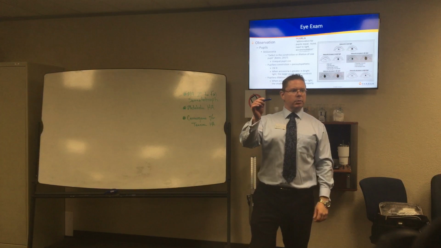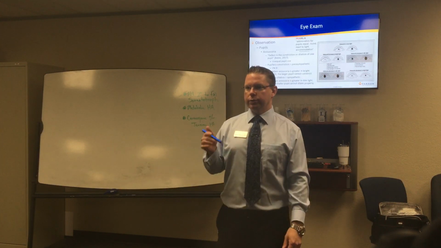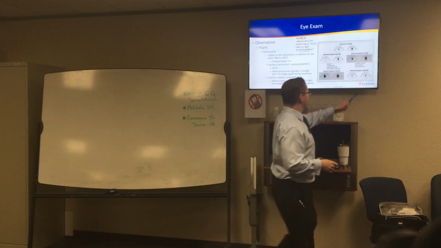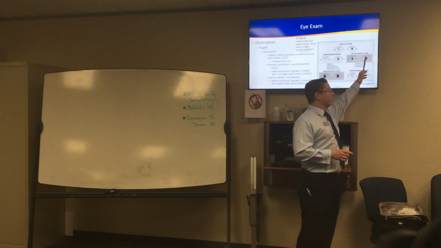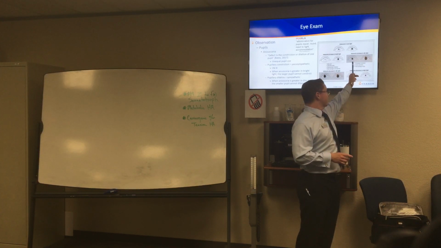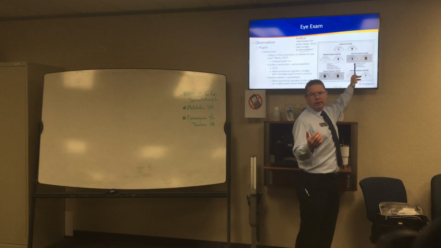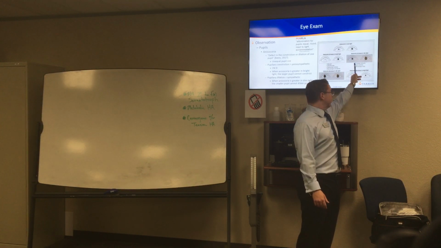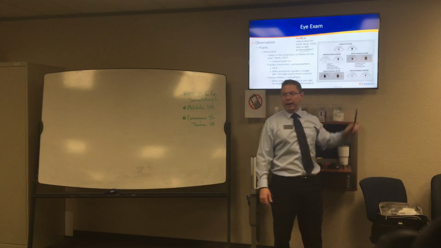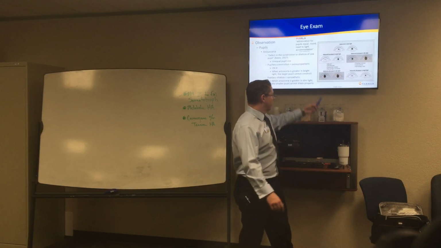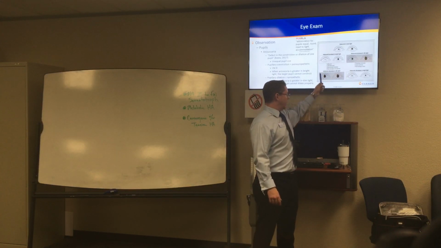In dim light, in dark light, what should your pupils do? Dilate. Did this one dilate? Yes, it's big. Did this one dilate? No, not so much. So which eye is the problem? The one that didn't dilate as it should. Is dilation sympathetic or parasympathetic? Sympathetic. So we have a sympathetic issue in that right eye. Does that make sense?